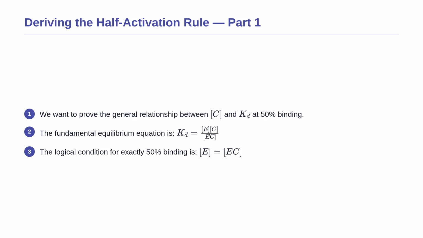Our goal in this first part of the derivation is to set up the mathematical foundation. We always begin with the fundamental equilibrium equation, which perfectly balances the free components on top with the bound complex on the bottom. Next, we state our logical condition. If exactly half the enzyme is bound and half is free, then the concentration of E must equal the concentration of EC. This setup is the key to simplifying the complex fraction in the next step.